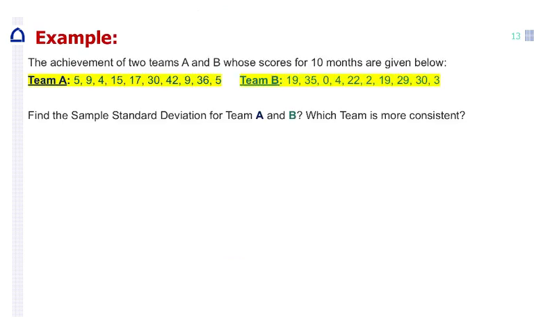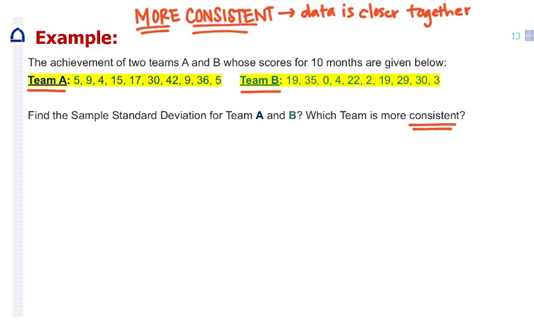Okay, here's another example of how they might ask a question about standard deviation. They'll give you data for 2 different teams. I'm not sure what sport or what kind of scores, but they've collected the data and they're asking us which is more consistent. So just as a reminder, the word consistent means the data is closer together. And it asks us to figure out which data set is closer together by using the measure of dispersion, the sample standard deviation. So really the more consistent one is going to be the one with the smaller standard deviation.